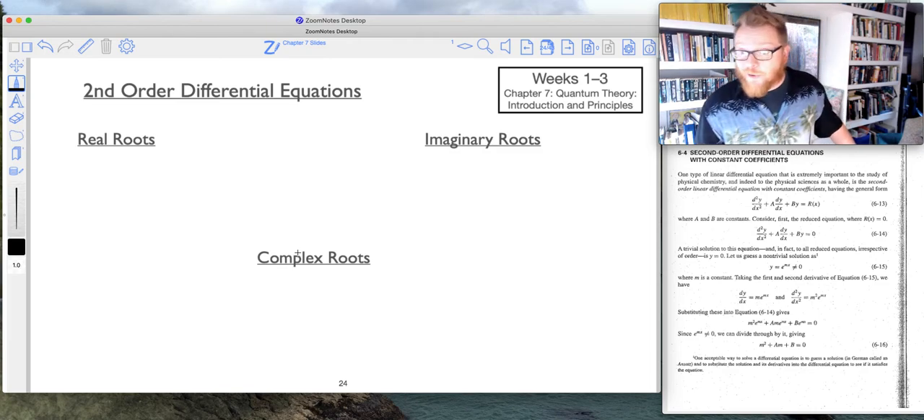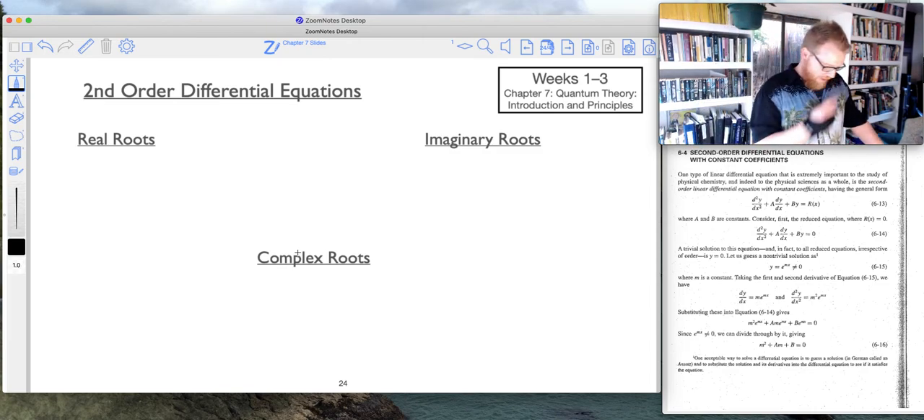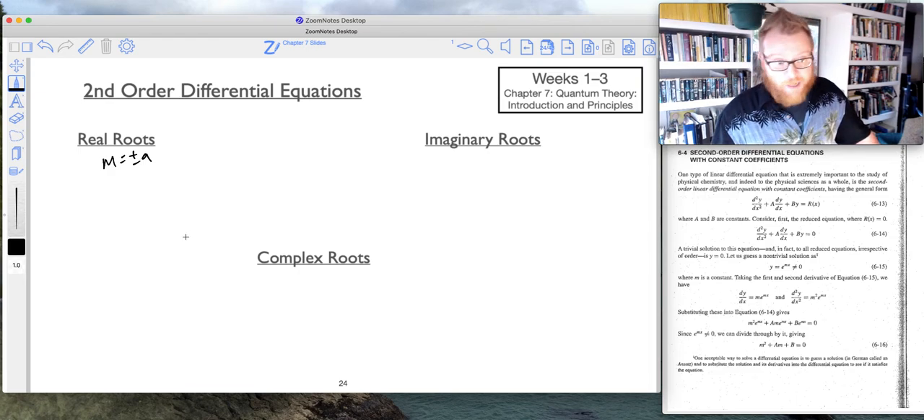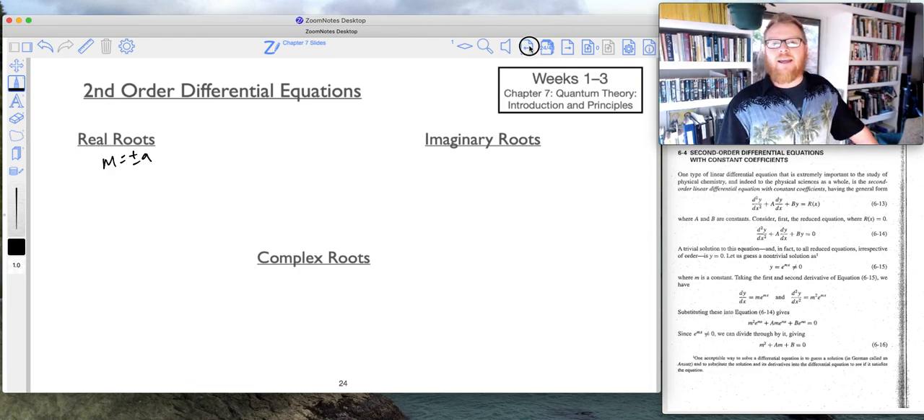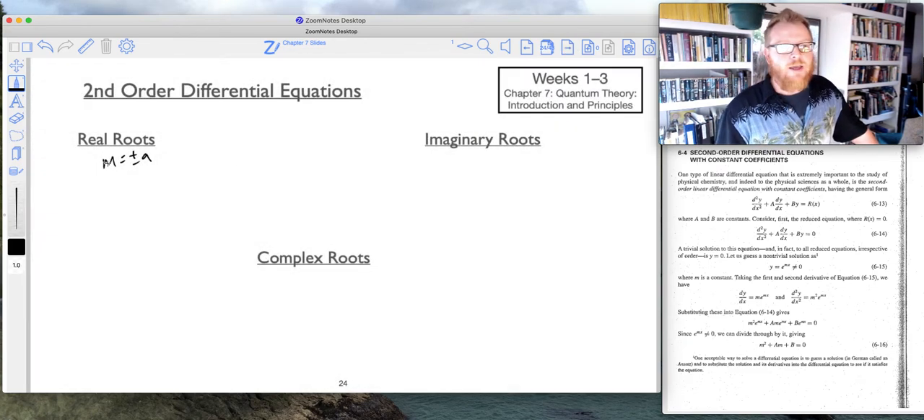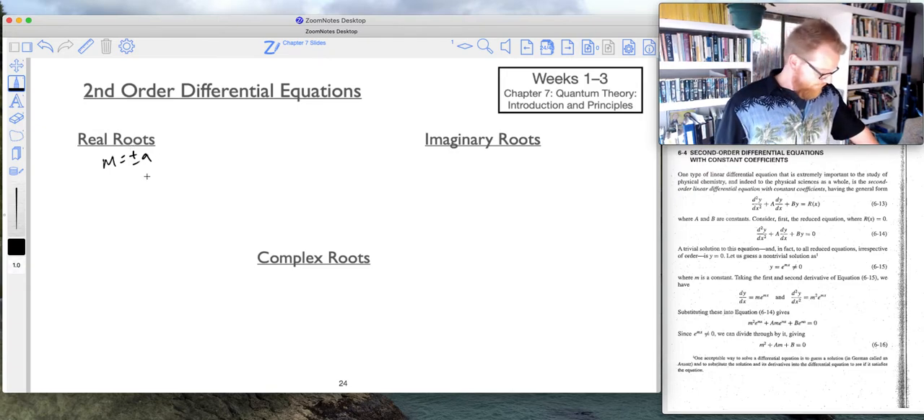Now you know why I went through complex numbers in the previous lecture. So let's suppose that we discover m equals plus or minus a, where a is a real number. This would be the case if my auxiliary equation is a perfect square, for example, or has a real number solution. Then we know m has to be plus or minus a because it's a quadratic.